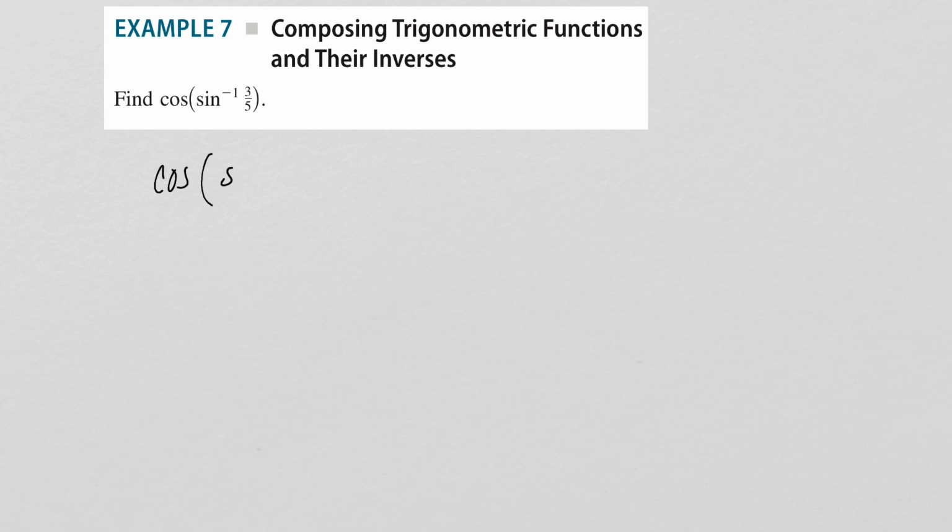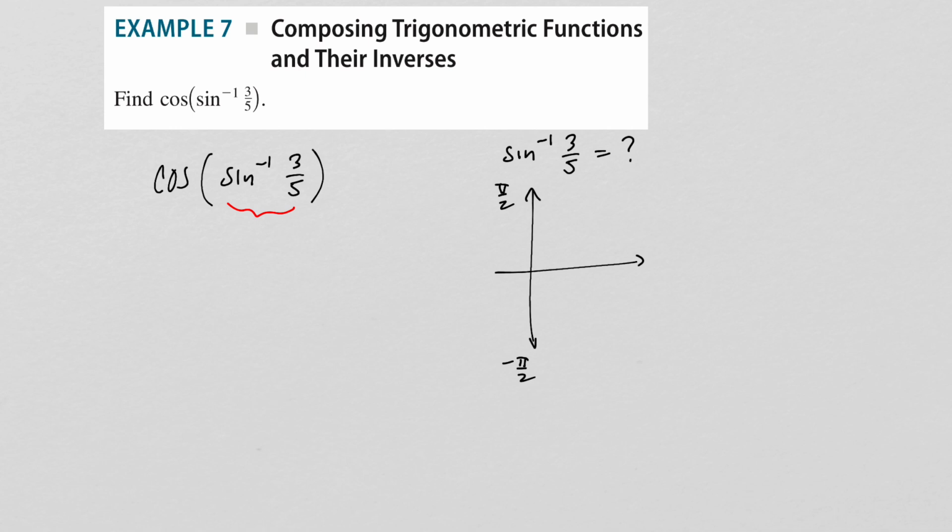Like anything else, if you don't know how to do it, always start on the inside and work your way out. So let's look at the inverse sine of 3/5. What is this equal to? Well, let's draw a picture. We know that inverse sine gives us an angle that is going to be between negative pi over 2 and positive pi over 2. And since 3/5 is positive, we know that in this case, that angle is going to be in the first quadrant.